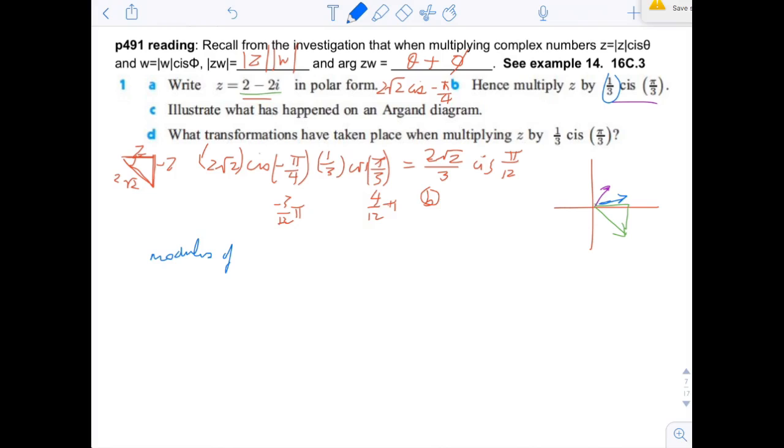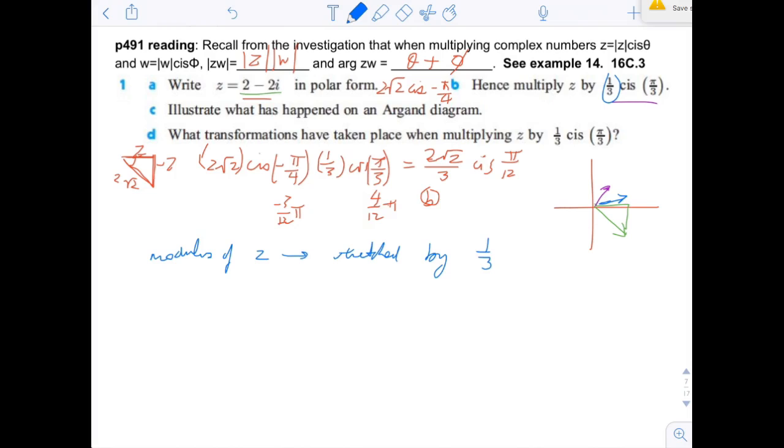So actually what happened was the modulus of z was compressed by 1/3, right? Maybe we could say stretched by 1/3, because if we say compressed by 1/3, it's like, okay, compressed by 1/3, is that a stretch or is it? Okay, so it's stretched by 1/3. It actually became quite a bit smaller, right?